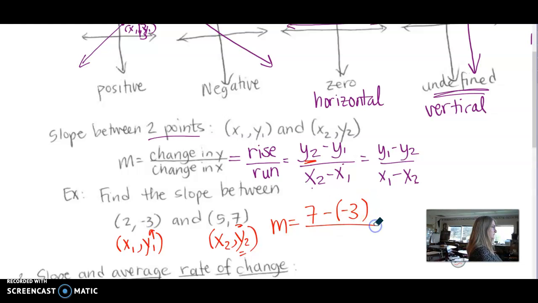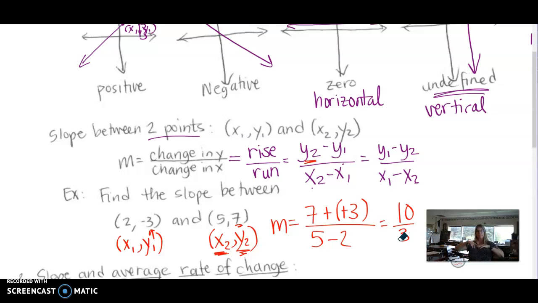And then I'm going to move to the x's, and since I started with this y coordinate, I have to start with this x coordinate. I'm going to go 5 minus 2. And then I'm going to simplify that. So minus a negative becomes plus. So 7 plus 3 is 10 over 5 minus 2, which is 3. So the slope between those 2 points is 10/3, or 3 1/3.